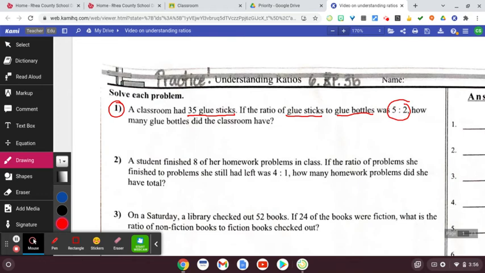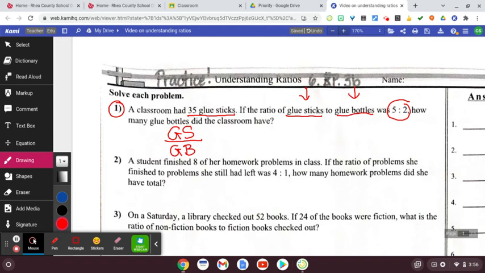The first thing that I always recommend my students do is figure out what are the two things we're talking about in this problem. We've got glue sticks and we've got glue bottles. So I'm going to abbreviate these and write it as a little ratio. Over here, I'm going to put GS for glue sticks, and right underneath it, GB for glue bottles. So I'm going to set up a ratio or a fraction.